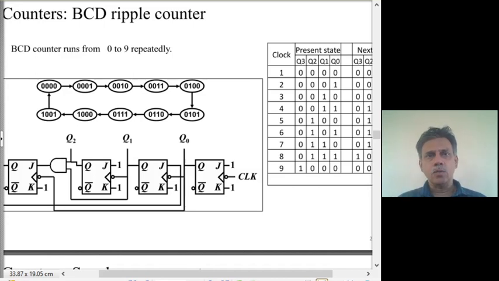Welcome back to this course on digital system design. In this lecture, we will be discussing BCD counters as well as counters that can be used for generating timing diagrams.